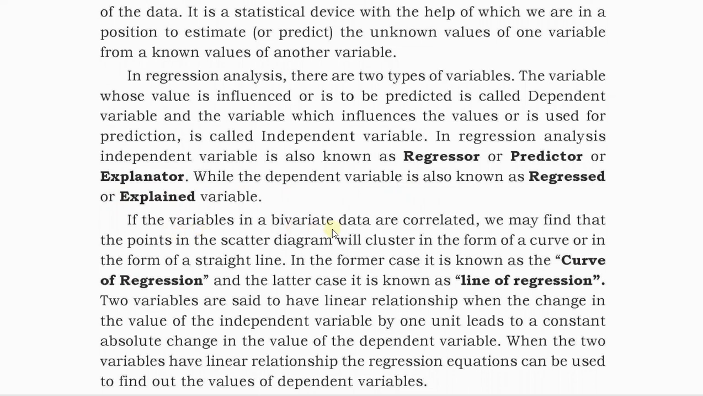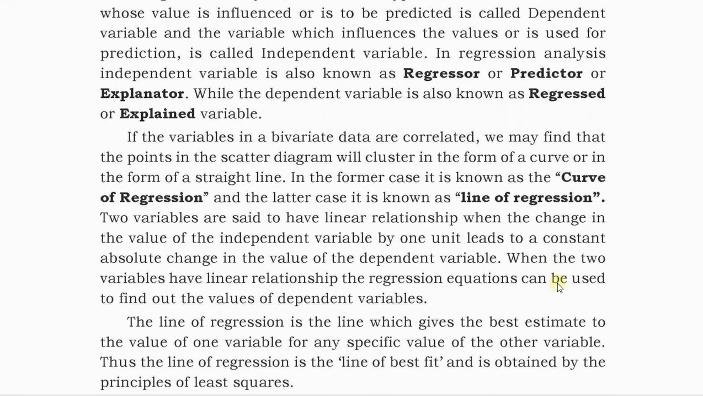If the variables in bivariate data are correlated, we may find that the points in the scatter diagram will cluster in the form of a curve or form a straight line. In the former case, it is known as the curve of regression, and in the latter case, it is known as the line of regression, like we saw in the scatter diagram method.